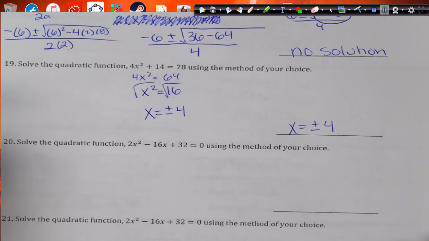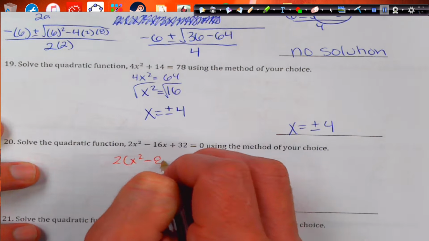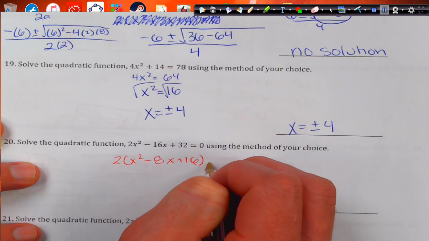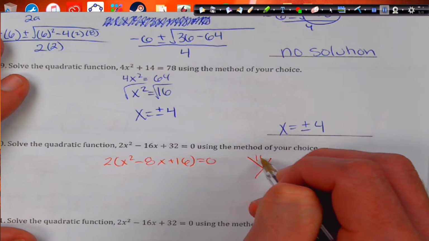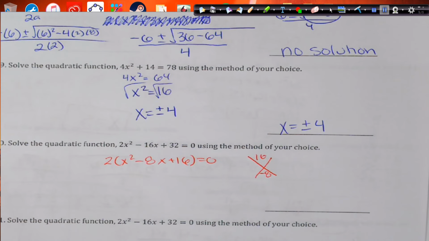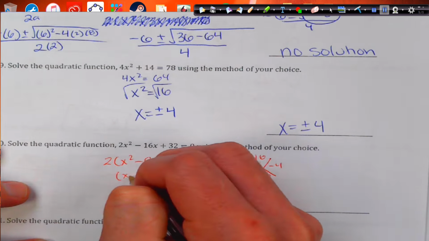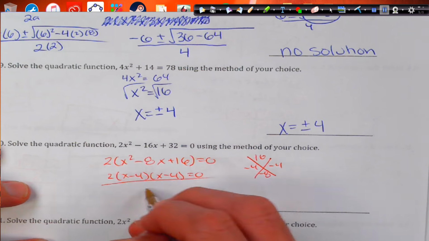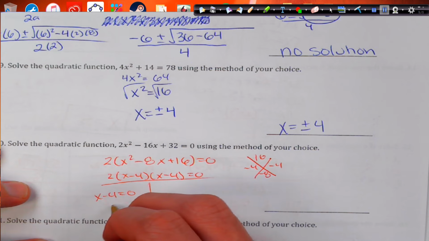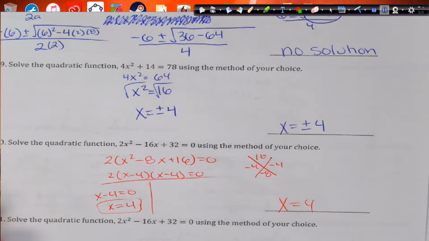This one, any method of my choice. I noticed right away it's divisible by 2, so I'm going to try to see if I can do this without doing the quadratic formula or anything like that. So 16 and negative 8, I'm trying to think of two numbers that multiply to 16 but add to negative 8. I think I've got my answer of negative 4, x minus 4 and x minus 4 equals 0. So zero product property, I only have to do one of these because they're going to be the same, and we get x equals 4.